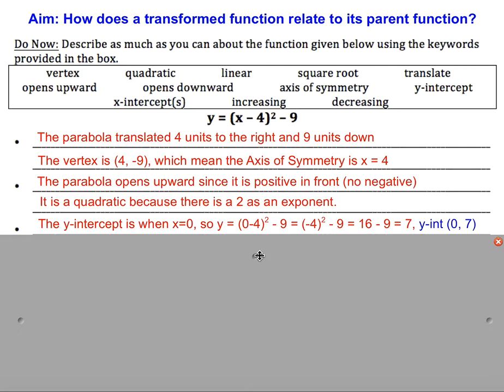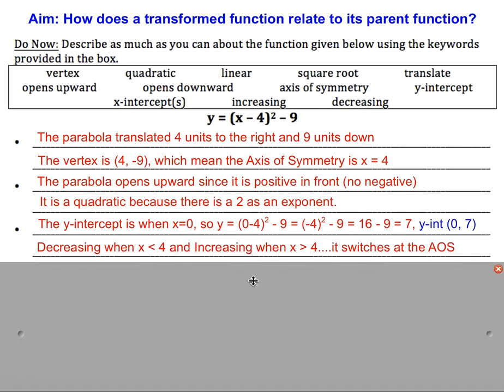And to find the y-intercept, the y-intercept is when x is 0. So I'm going to plug in 0 for x, which is here. And then when we simplify, 0 minus 4 is negative 4. Negative 4 squared is 16, so that's here. And then minus the 9 gives me 7. So the y-intercept is actually (0, 7).